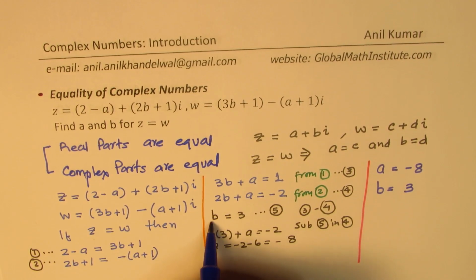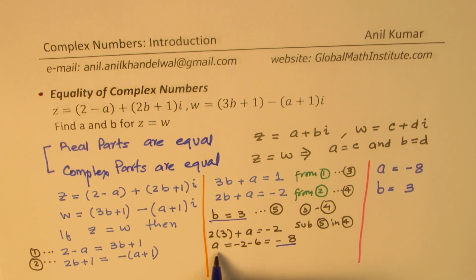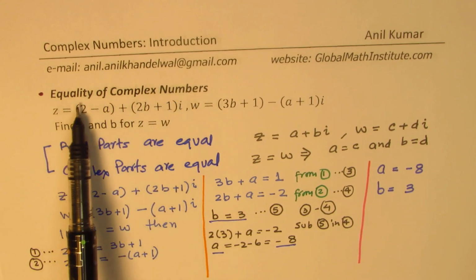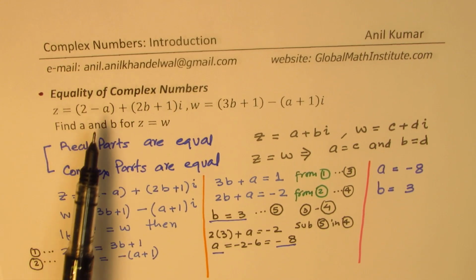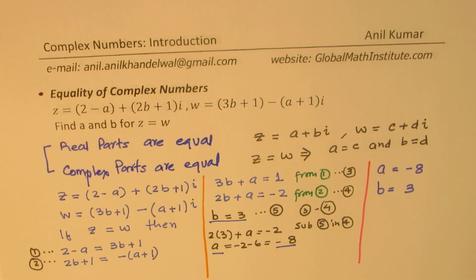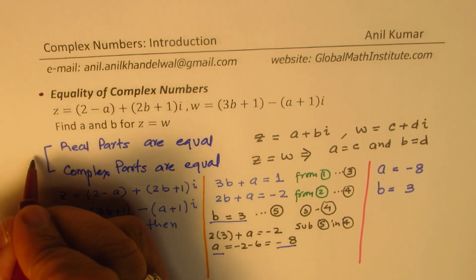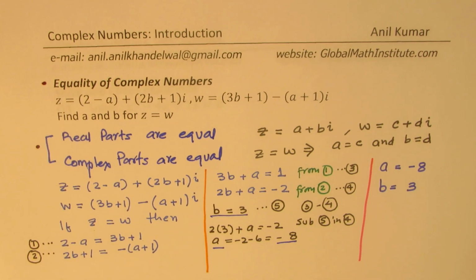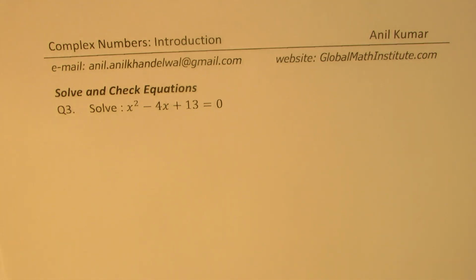Is that clear to you, right? So that is b and this is a. So with the help of this concept that complex numbers are equal only if their corresponding real parts and complex parts are equal, correct? That is extremely important to understand, and that helps you to solve many equations related to complex numbers. So I hope this concept is absolutely clear. So let's move forward and solve and check some equations.